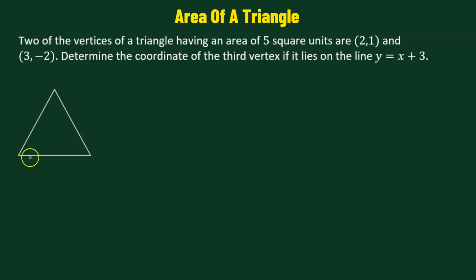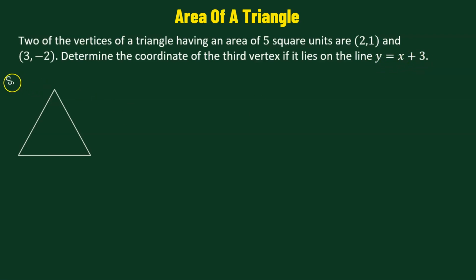So in this problem, we have a triangle and the vertices of two of its points are given to us. Its area is also provided to us. We need to find out the coordinate of the third vertex, and there's a condition given here that this particular vertex is going to lie on the line whose equation is given by y equals x plus 3.